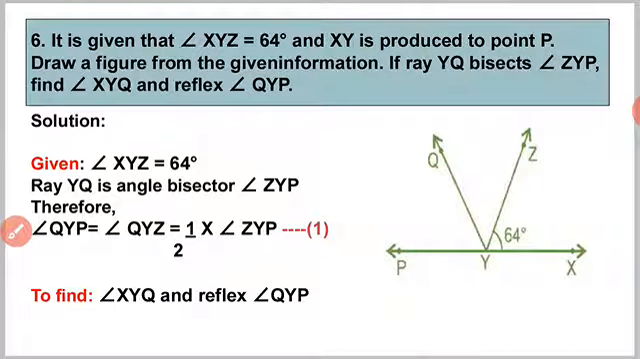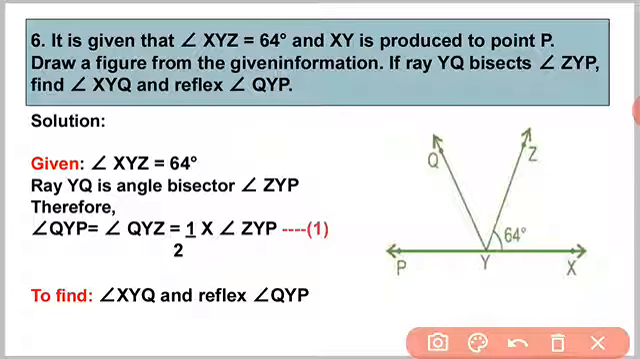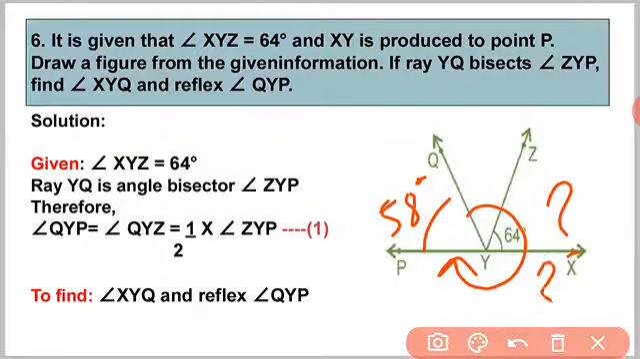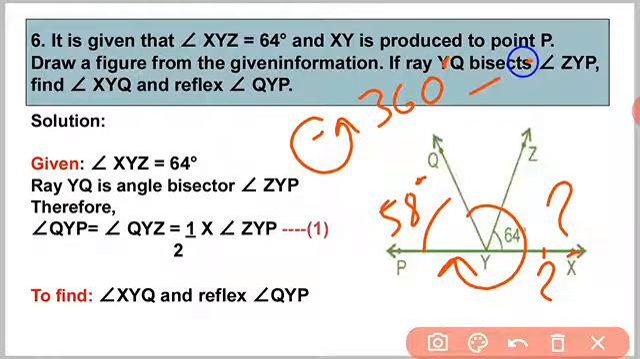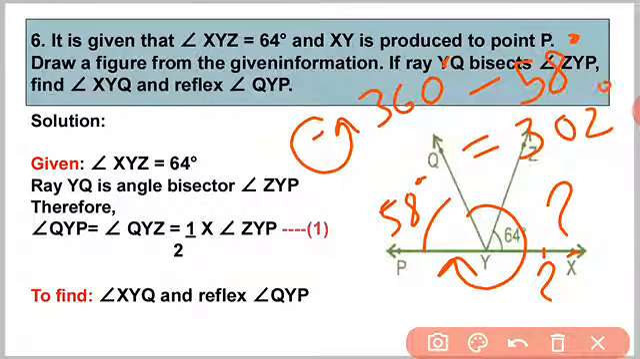So what will be the reflex angle of QYP? How much will be this angle? If this is 58 degrees, so how much will be this? Yes, we know angle around a point is 360 degrees. So this is the complete angle. So when we subtract 58 degrees from 360 degrees, we get 302 degrees. So reflex of QYP is 302 degrees.